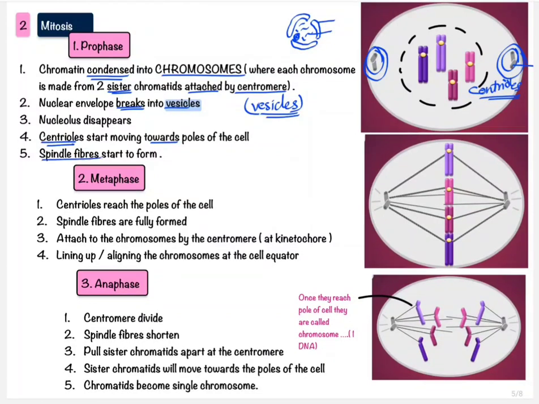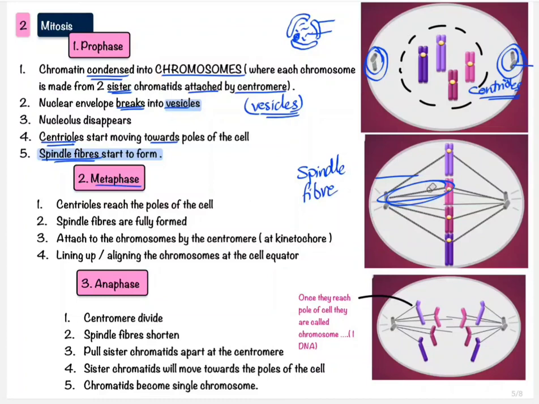The spindle fibers start to form. Okay, these spindle fibers help break the cell into 2. These are called the spindle fibers. We're not going to talk about their details and function right now. We're focusing more on mitosis. The spindle fibers right here start to form. This was about prophase. What then happens in metaphase?